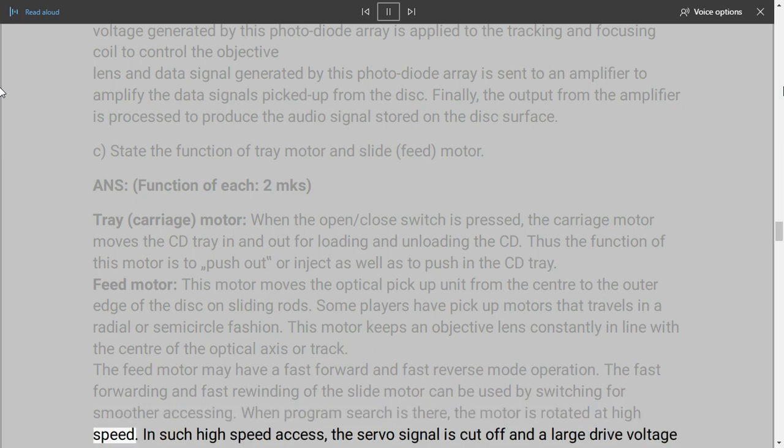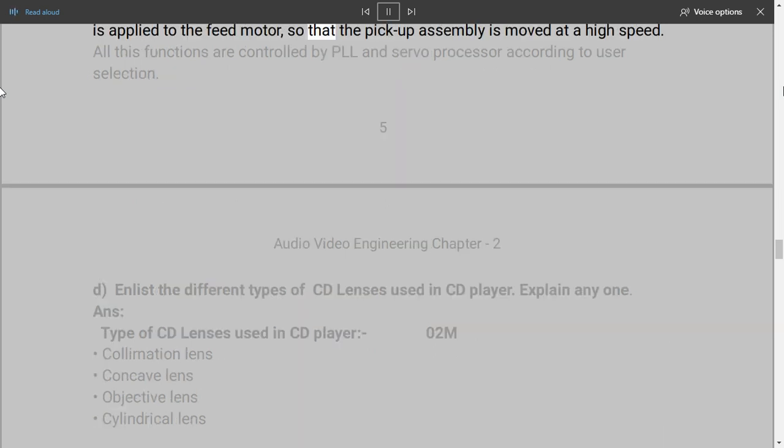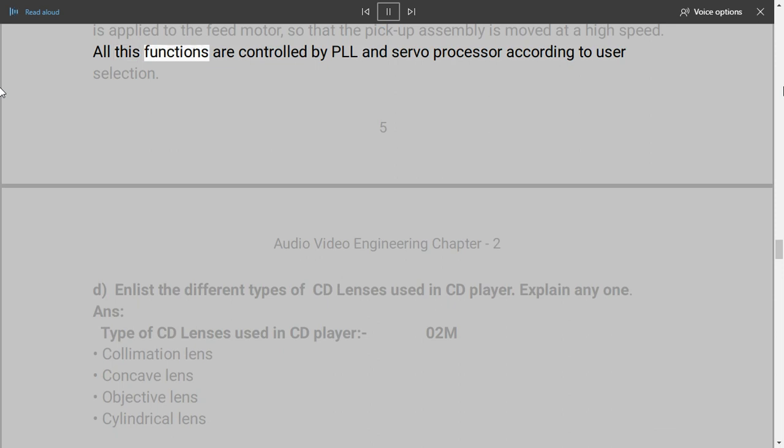In such high-speed access, the servo signal is cut off, and a large drive voltage is applied to the feed motor, so that the pickup assembly is moved at high speed. All these functions are controlled by the PLL and servo processor according to user selection.